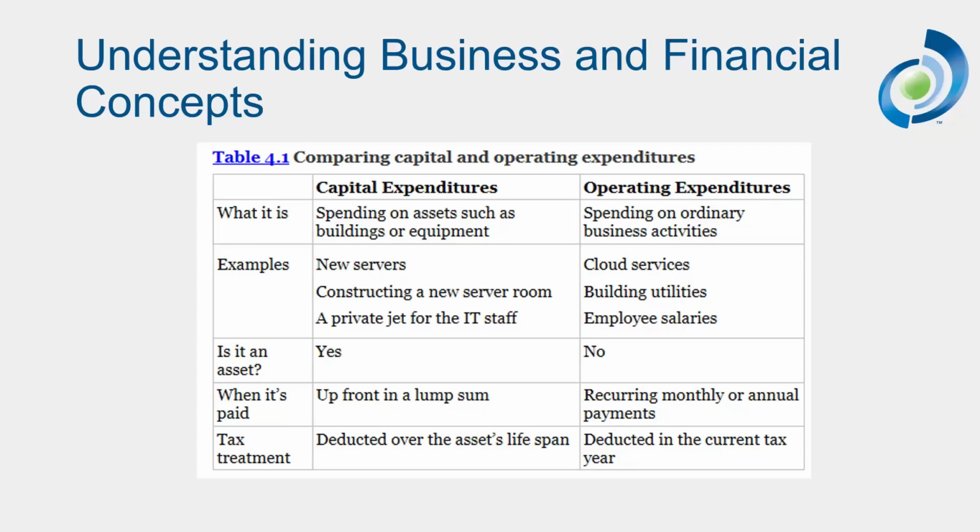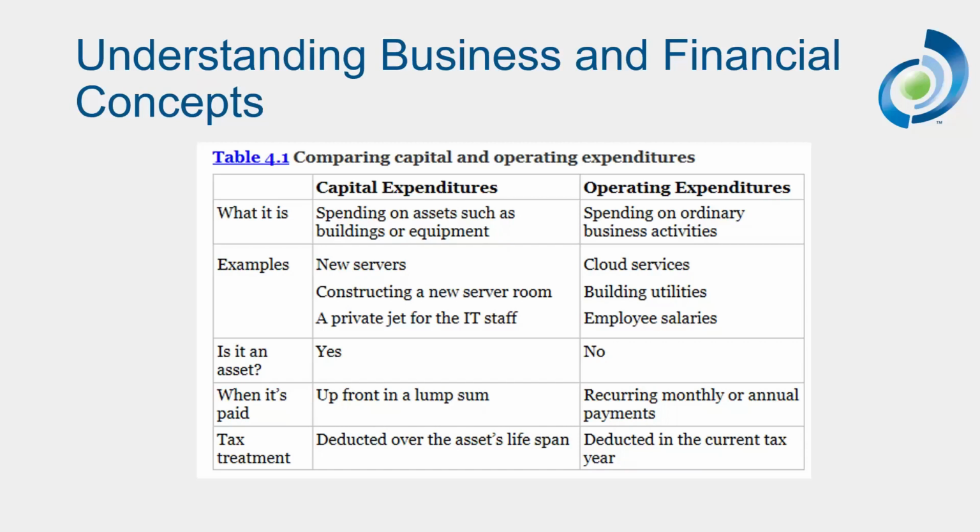So when we talk about the differences between capital expenditures and operating expenditures, this isn't always true, but whenever I think of capital expenditures, I try to think of something you can touch, like a building, like a computer. And it's also when you spend money on an asset that you're going to have to write off over the next few years. So when we're looking at this, we say, what is it? So a capital expenditure, spending on assets such as building or equipment. And then operating expenditures is spending on ordinary business activities.